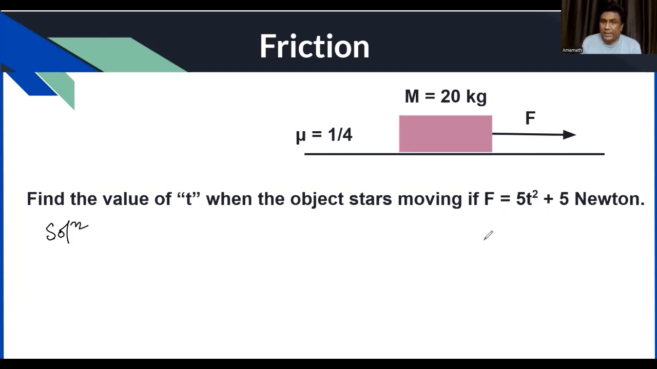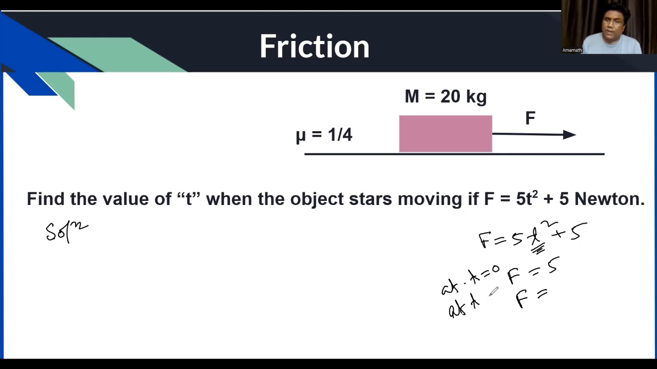Here you see F is given as 5t square plus 5. T means time. Say at t equal to 0, I started the clock now. So at t equal to 0, force will be 5 into 0, 0 plus 5. And at t equal to 1, 1 square into 5 is 5, 5 plus 5, 10.